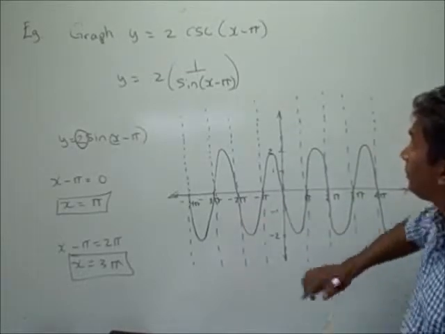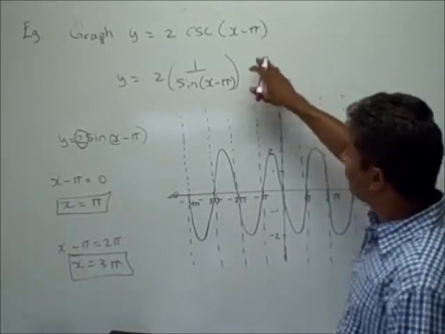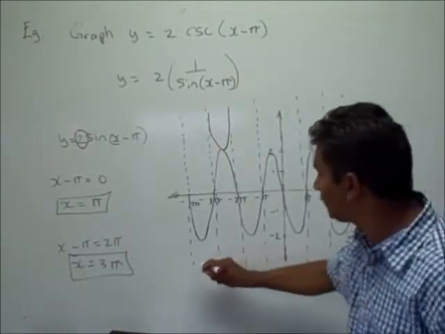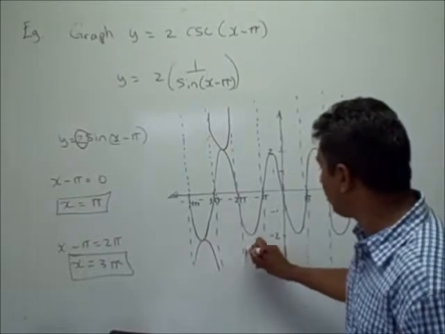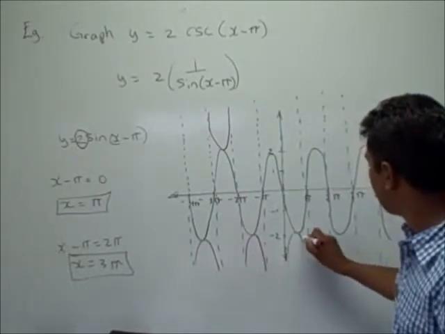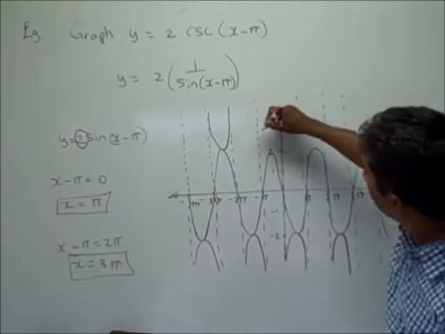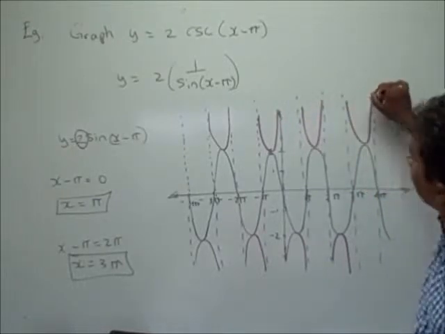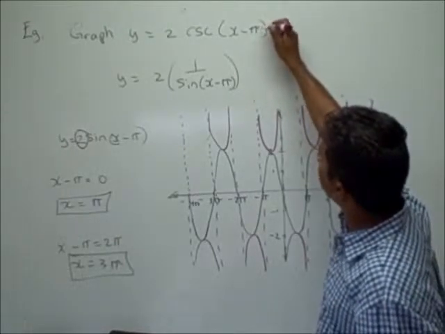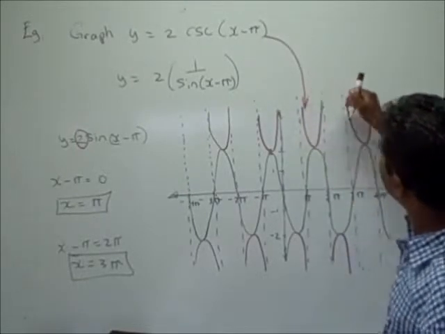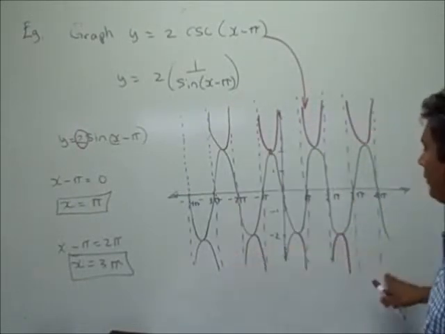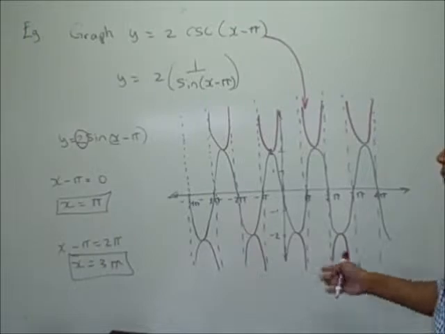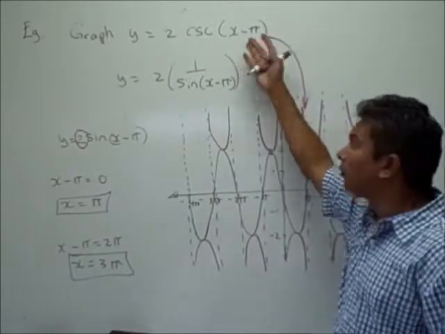Having graphed that, it's now a matter of just drawing the inverse. The inverse will be on the top like this. So here we go. This is our required graph, and on the top. So the graph of y is equal to 2 cosecant of x minus pi is actually all of this and all of this. It's just the inverse of our sine function. So once again, draw our sine function to graph our cosecant function.